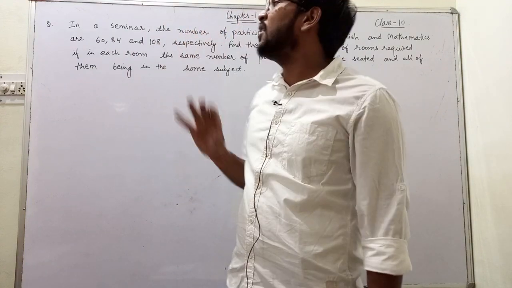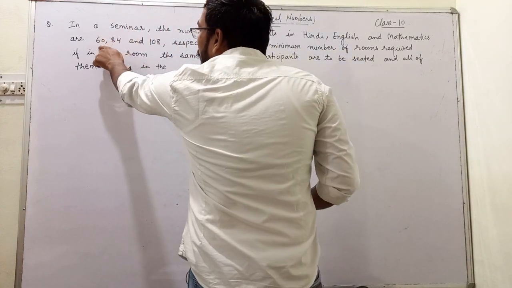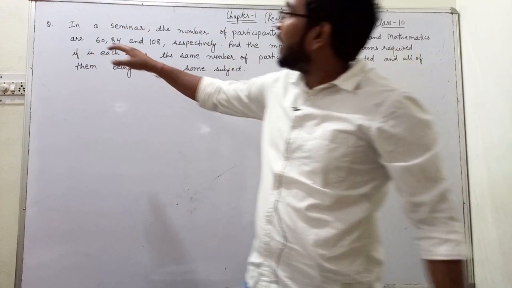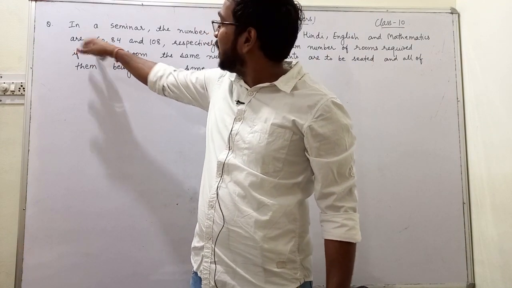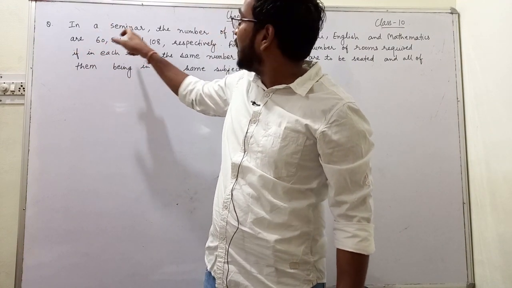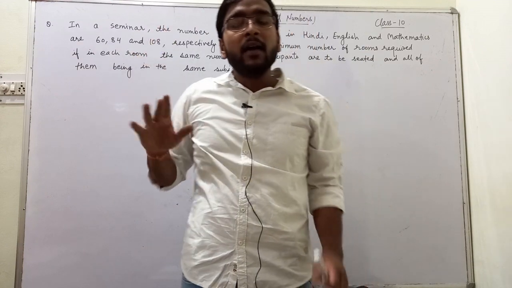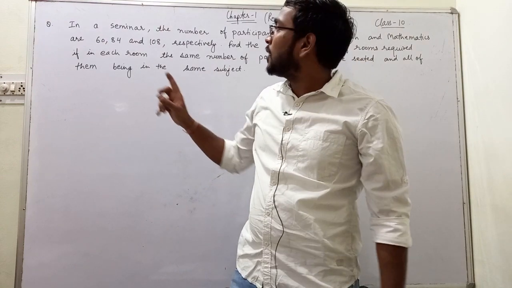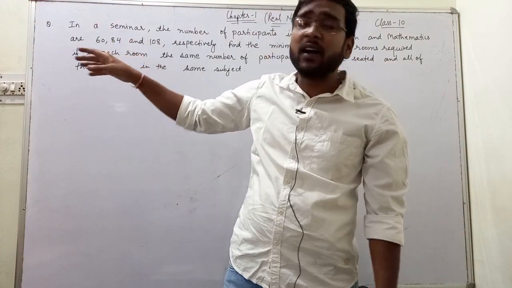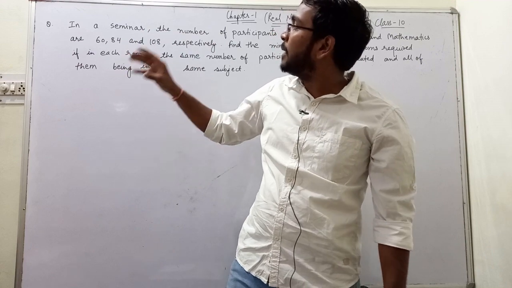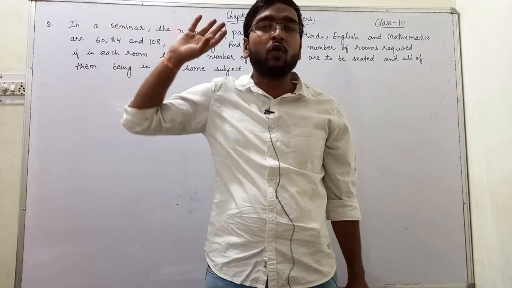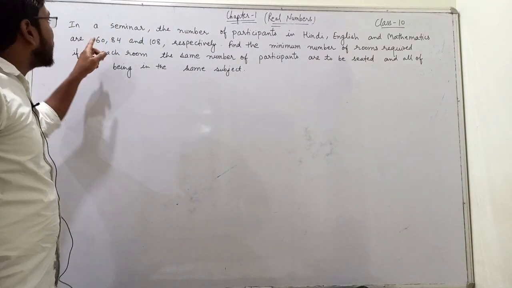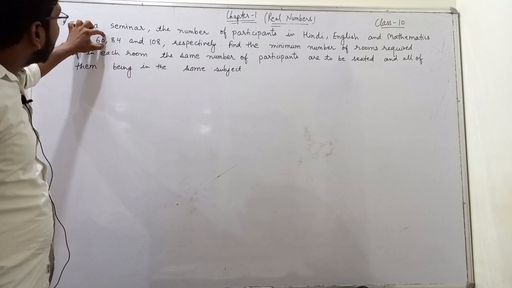Now the condition is that there must be an equal number of students from each group in the room. If I take 5 students from this group, then I must take 5 students from this group and 5 students from this group, and the students in a room should belong to the same subject. So if I take a room, I can place only the students of one subject in that room.